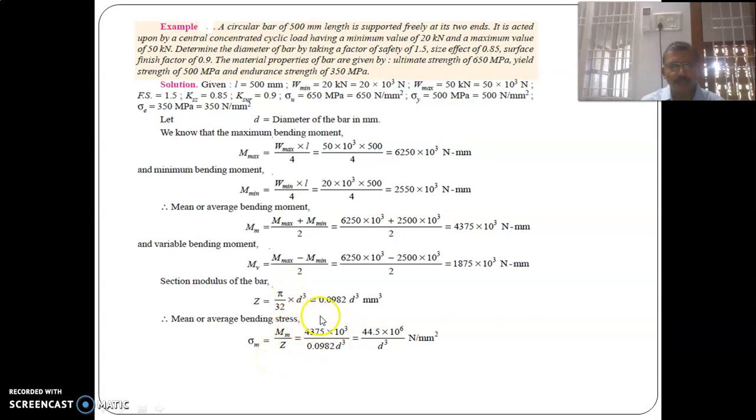So y equal to d by 2, so I is pi by 32 d cube. The d value has to be calculated, so the z value is substituted here. So this is the mean bending stress: 4375 divided by 0.0982 d cube.